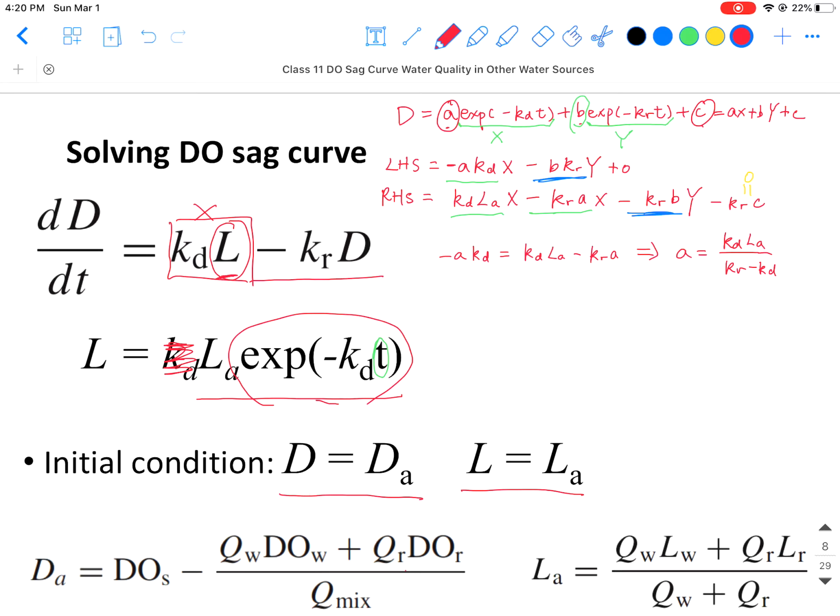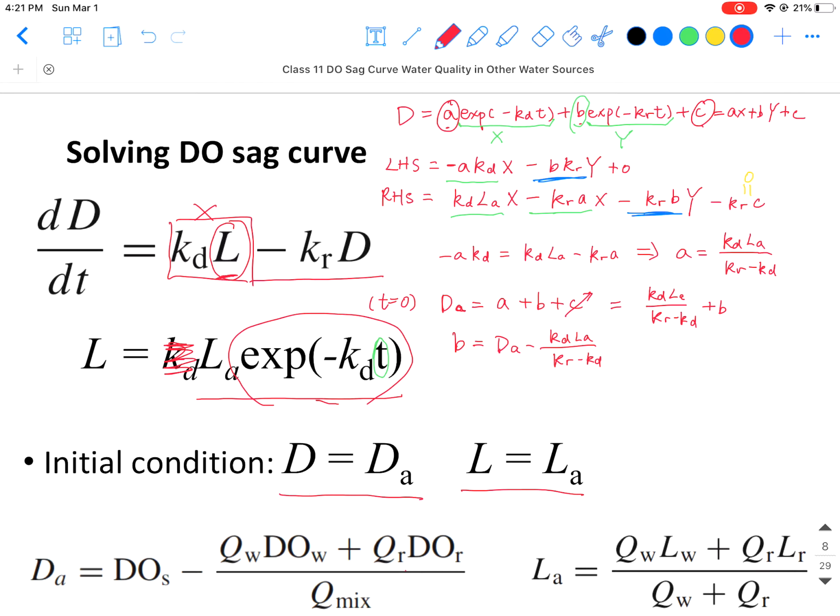So we have dA equal to a plus b plus c. That's when time is equal to 0, right? And then we know that c is equal to 0 and a is equal to kdLA divided by kr minus kd, plus b. Because of that, b is equal to dA minus kdLA divided by kr minus kd.